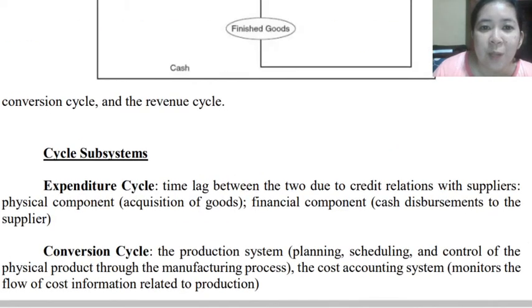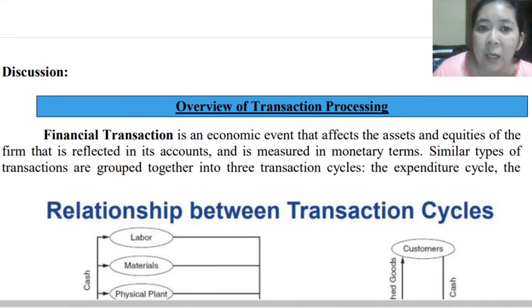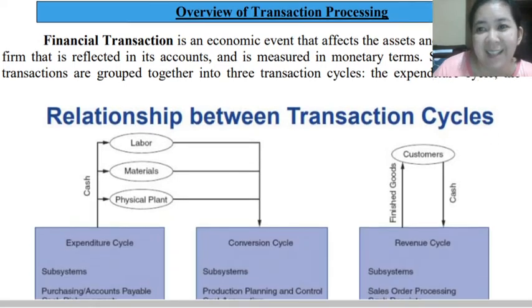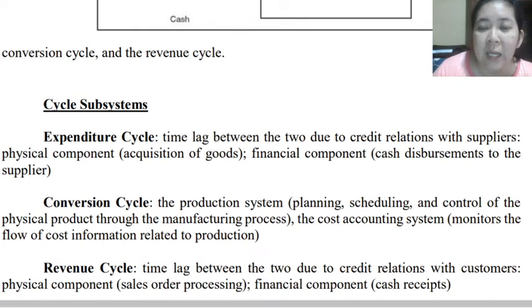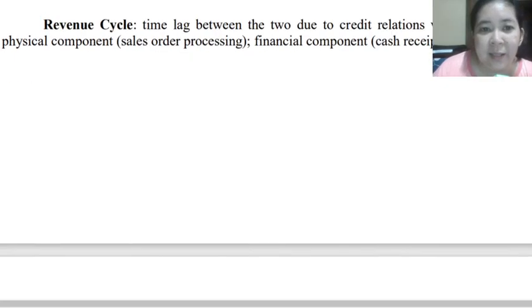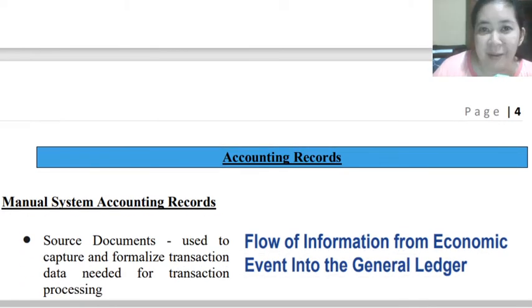Okay, so those are for our transaction processing. So basically, this is just for a simple and typical business entity. But again, the transaction cycles and the activities that relate to it will also differ according to the nature and type of the business where the entity is engaged. Okay. So we go now to the accounting records.